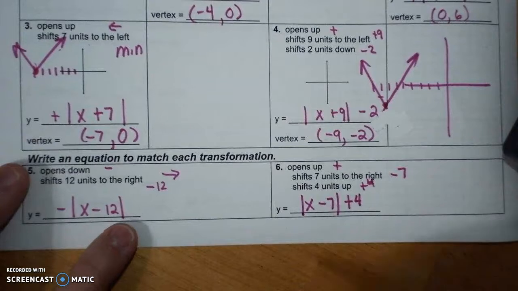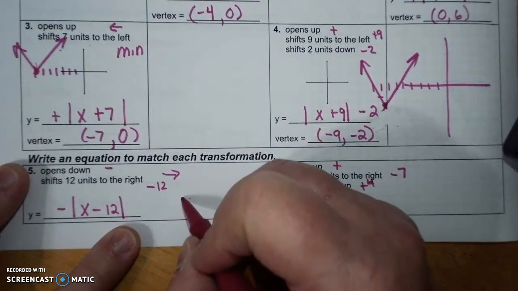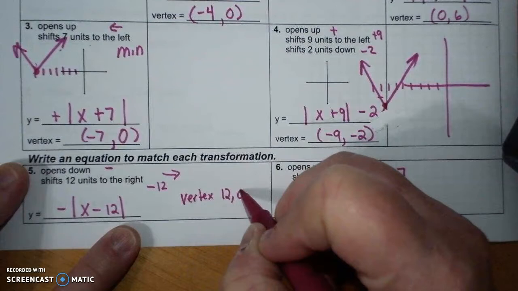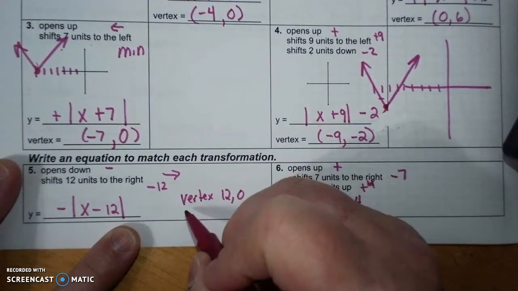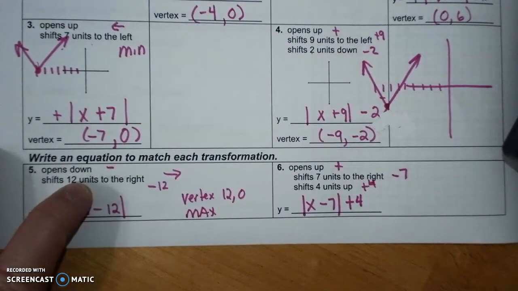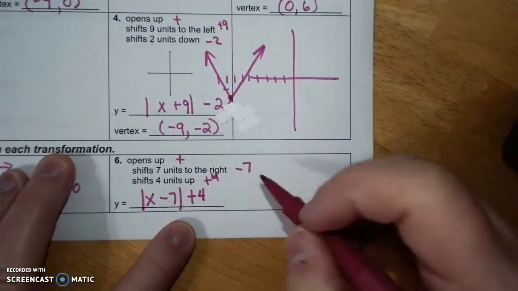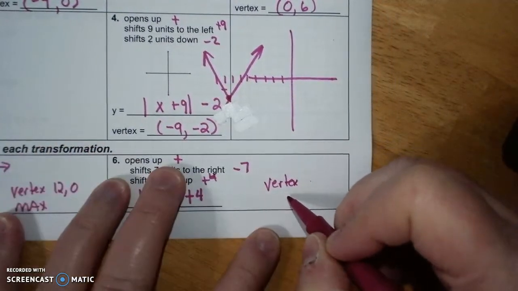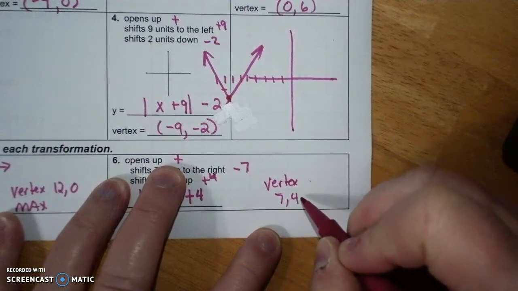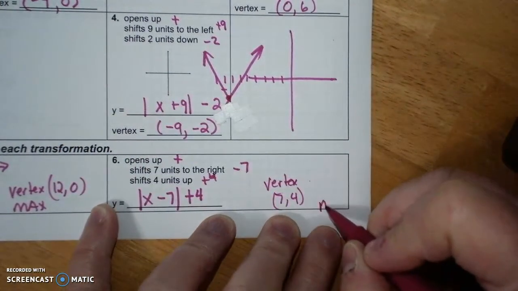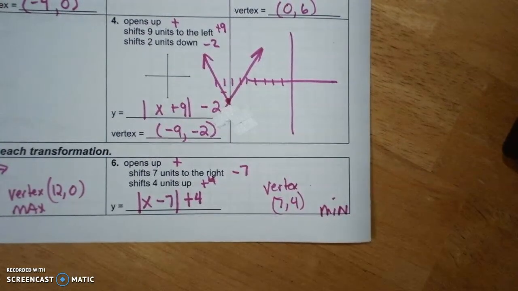Let's go back and we'll name our vertex. Our vertex is at 12, 0, and it has a maximum because it opens down. This has a vertex of 7, 4, and it has a minimum because it opens up.